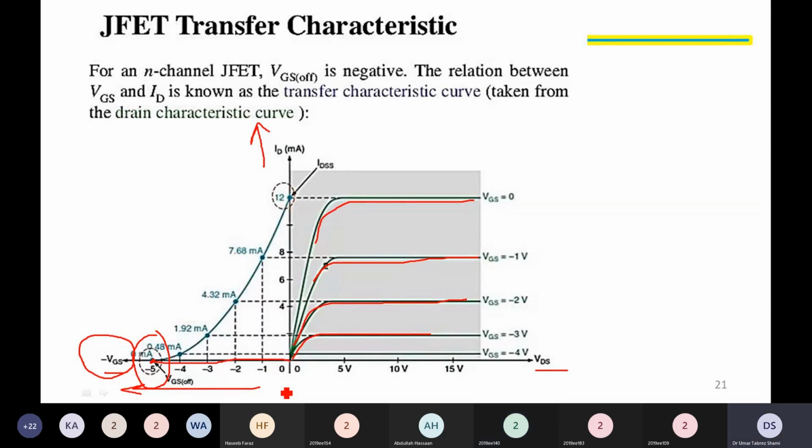Because it is a non-linear device. The reason is that it is a non-linear device.